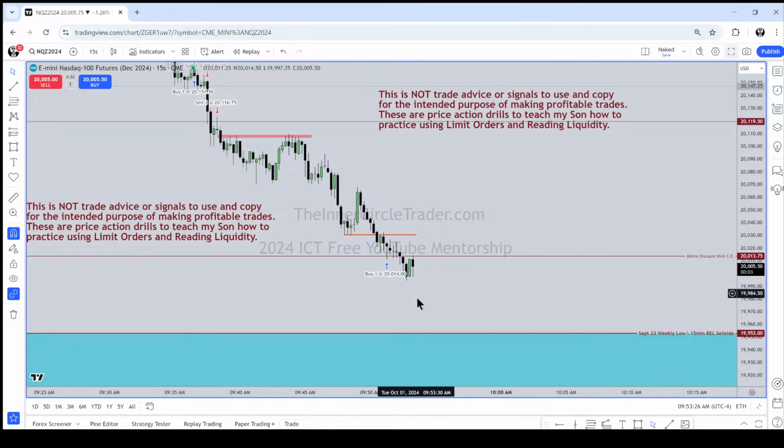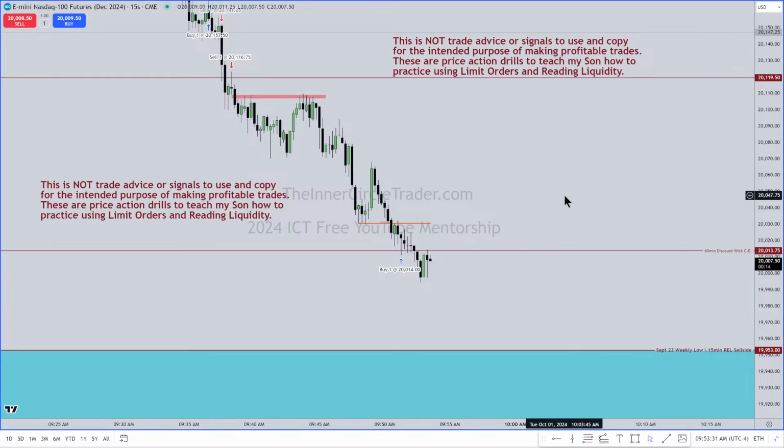Okay, we went down below it. I like to see when price gets down below it and comes back up and uses it as a premium array. I like to see that. But that's not what we're studying here, so I can't execute on that. It's got to be a fair value gap.